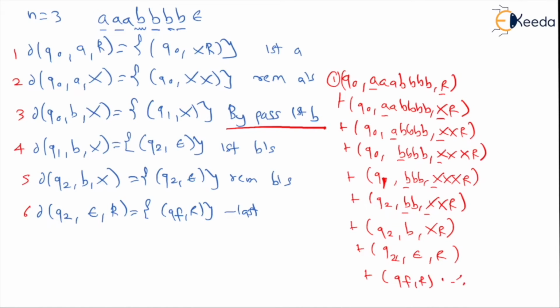Therefore we say this input aaabbbb will be accepted by the pushdown automata.